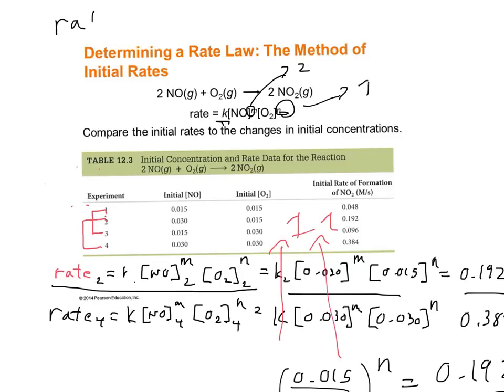We've got rate is equal to a constant times nitrogen monoxide's concentration squared times the concentration of oxygen. Solving for K is really easy. All you have to do is choose any one of these experiments, and it doesn't matter which one, and plug and chug.